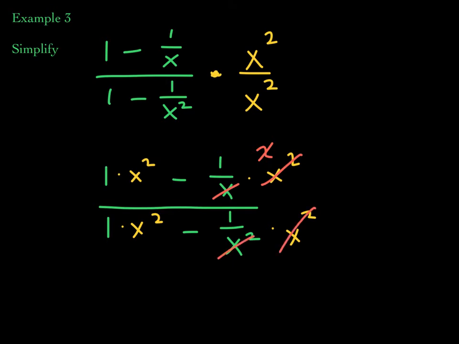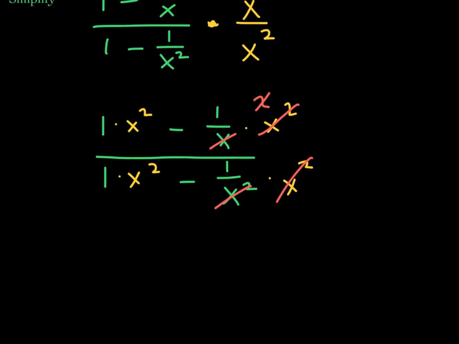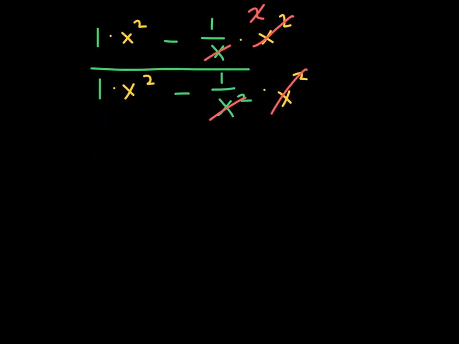And so what we're left with here, I'll move up on the screen for us, is x squared minus x. Let me make that a little neater there. x squared minus x divided by x squared minus 1.